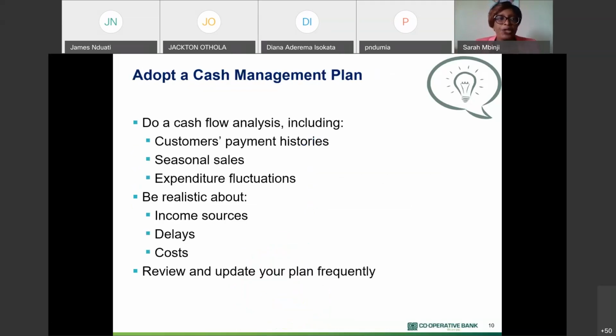Then the other thing you need to do is to develop a cash management plan. Do cash flow analysis, my brothers and sisters.